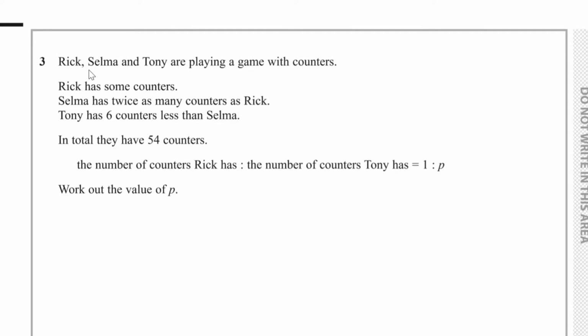Question number 3. Rick, Selma and Tony are playing a game with counters. Rick has some counters, Selma has twice as many counters as Rick, Tony has 6 counters less than Selma. In total they have 54 counters. The number of counters Rick has to the number of counters Tony has is 1 to p. We have to work out the value of p.